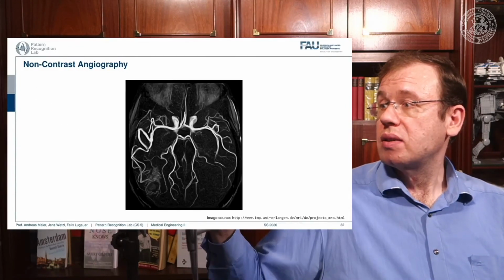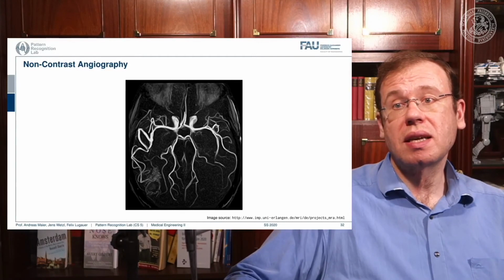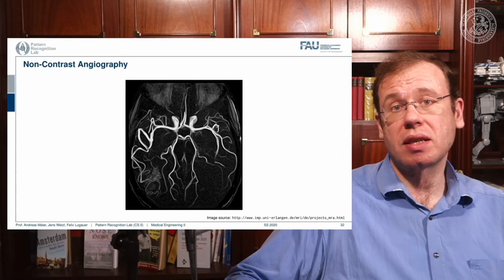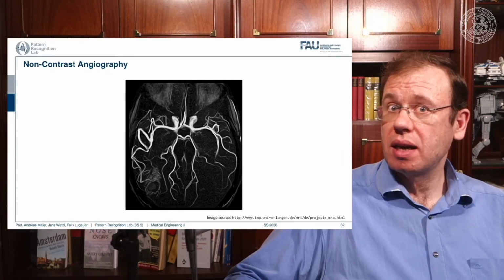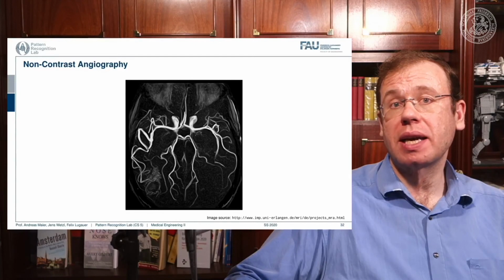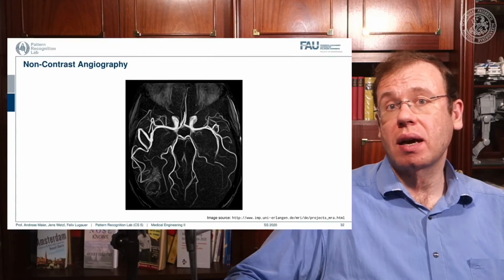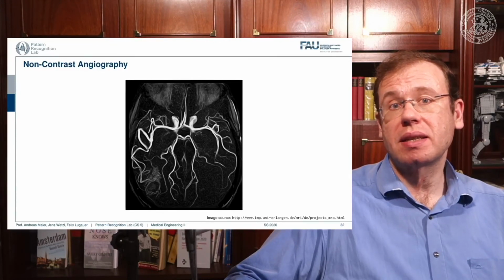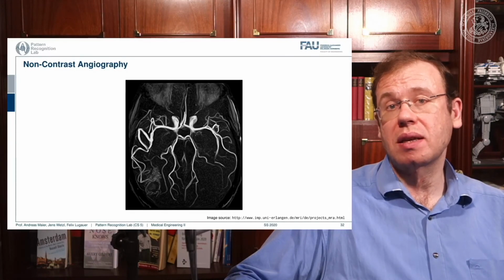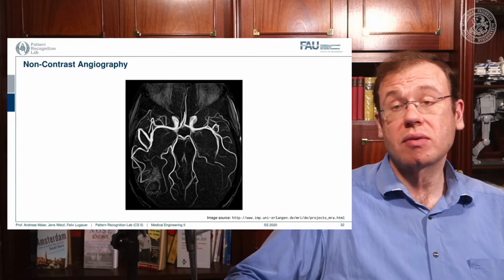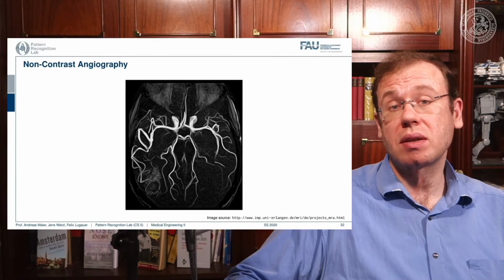So this then yields very nice images, and here you see a visualization of brain vessels, and this hasn't used any contrast agent at all. You just use a magnetization plane, and then you measure in other slices the magnetization of the signal. So this is completely contrast agent free, and that's of course very good for the patient because they don't have to inject additional contrast agent.